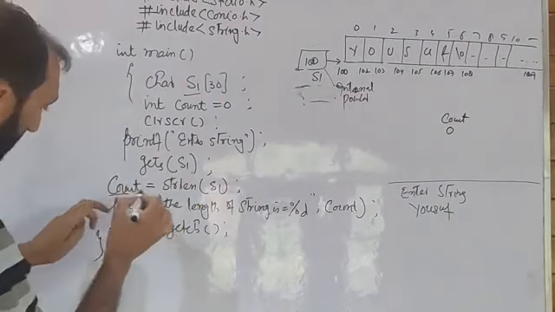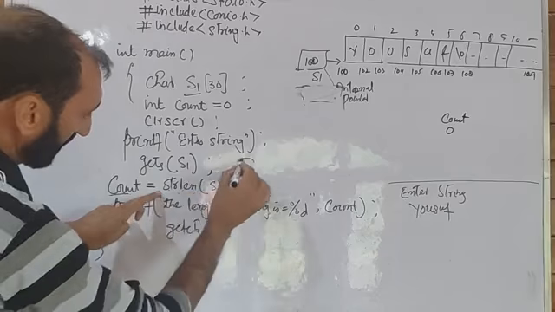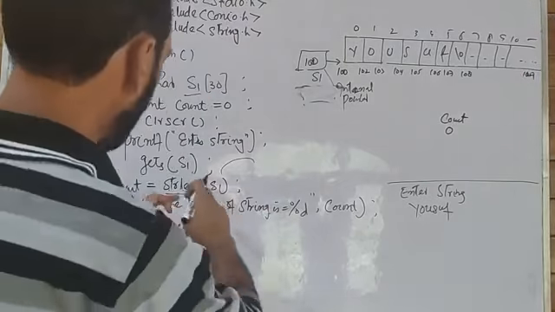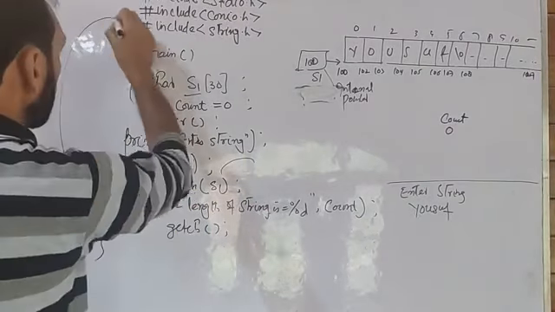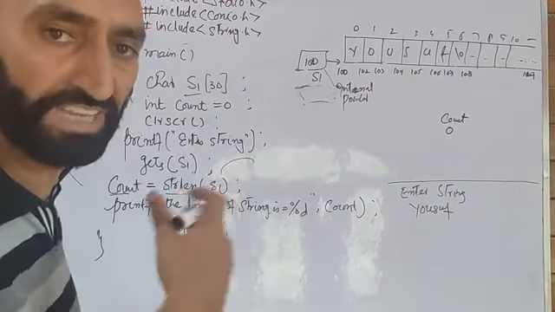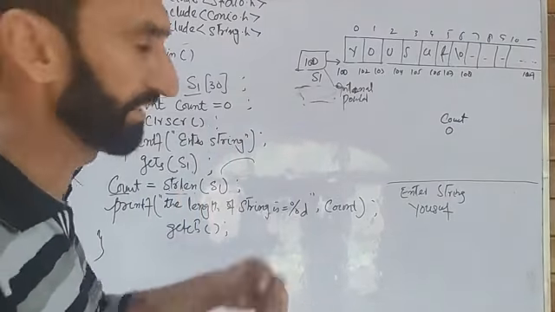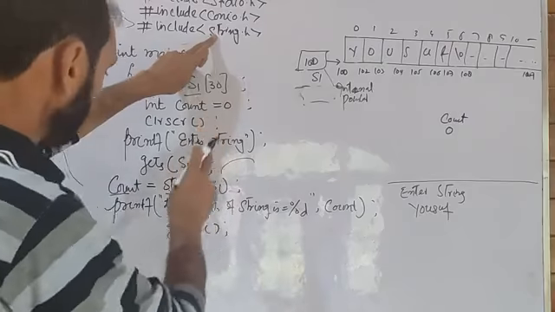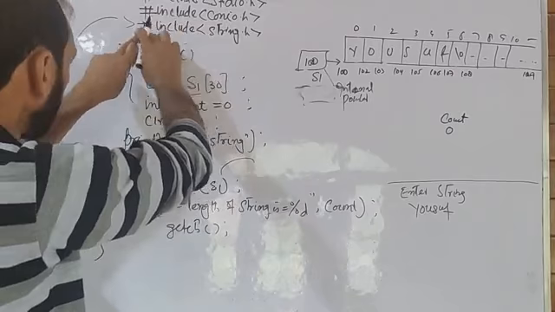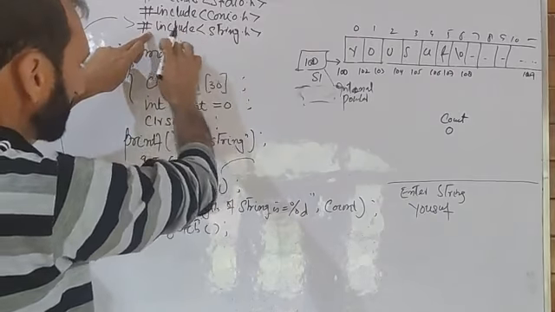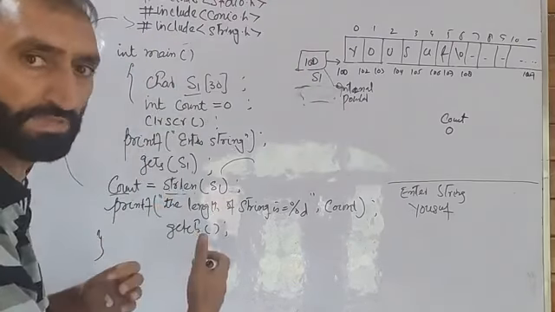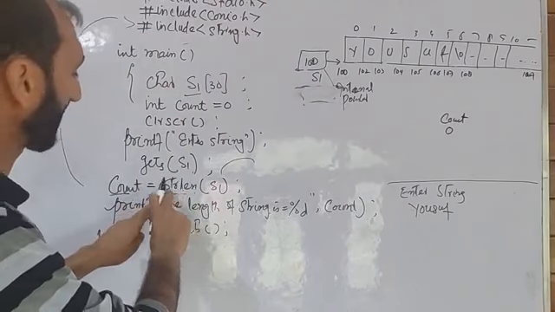To count the length we use strlen, string length. It is an inbuilt, predefined function in C, defined in the header file string.h. The code is already defined in string.h, so I have to include the header file, #include string.h, at the top of the program, and in the body I am using strlen.